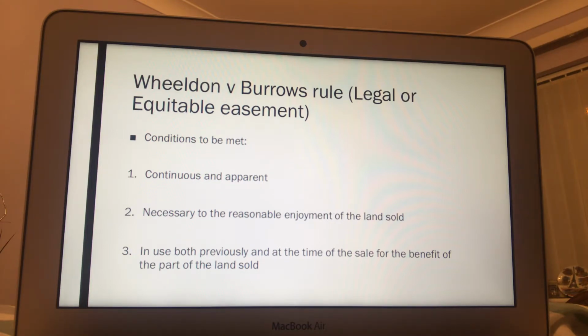The second condition is that it must be necessary to the reasonable enjoyment of the land sold. And lastly, it must be in use, both previously and at the time of the sale, for the benefit of the part of the land sold.